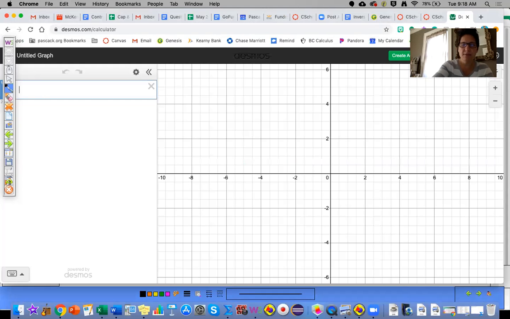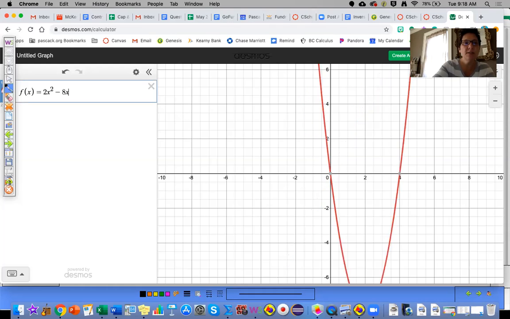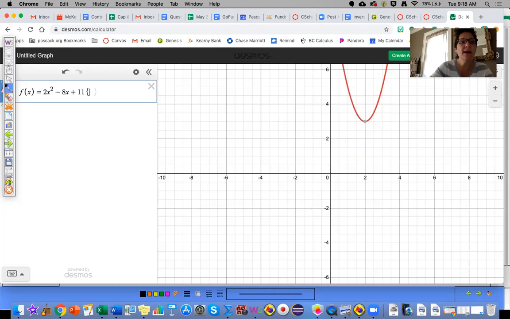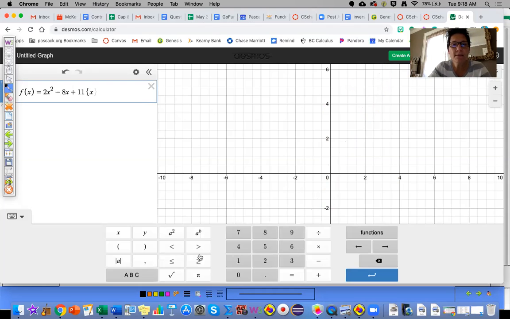And we're going to put in f of x is equal to 2x squared minus 8x plus 11. And you'll see there's that parabola. But again, if you remember, we're going to do x is greater than or equal to 2. So now we have that half of the parabola, right?